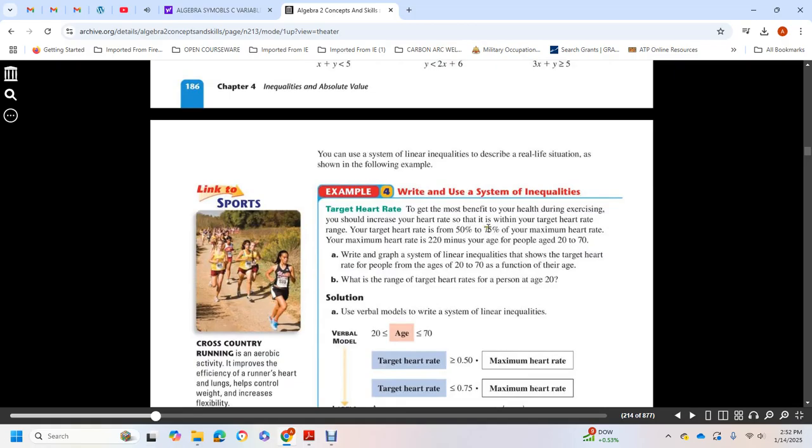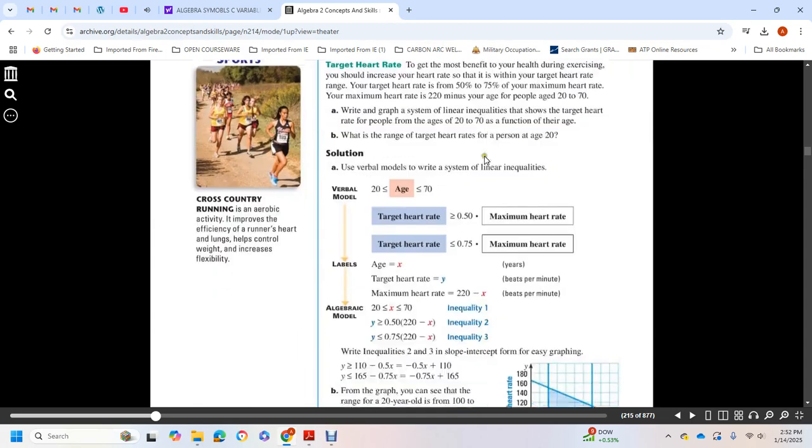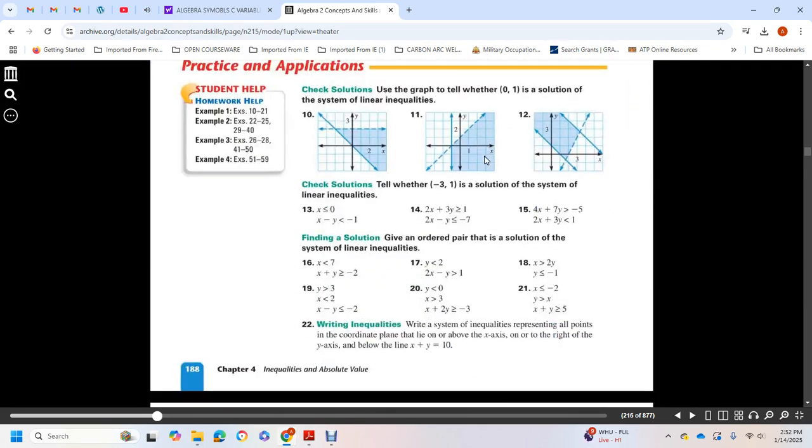You can use a system of linear inequalities to describe real-life situations, as shown in the following examples.